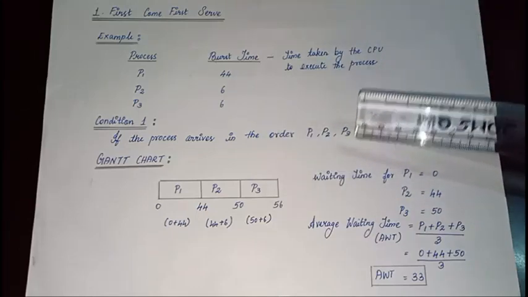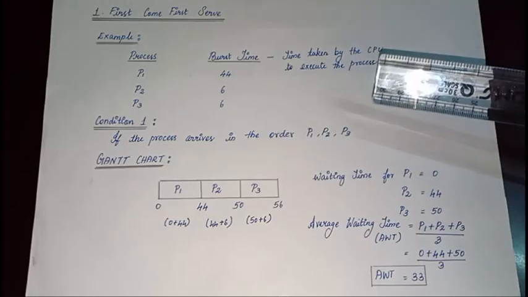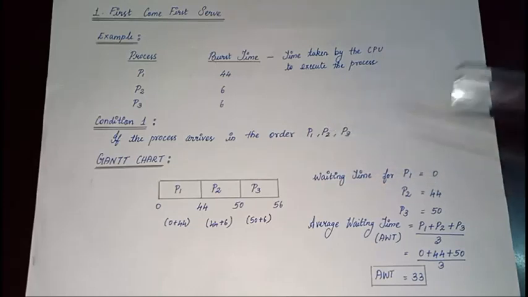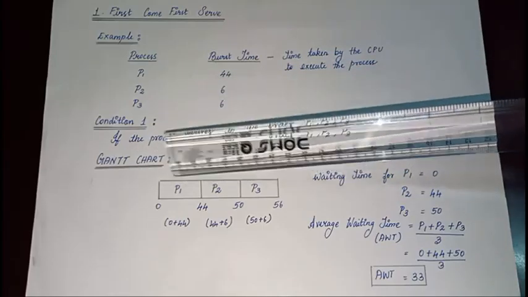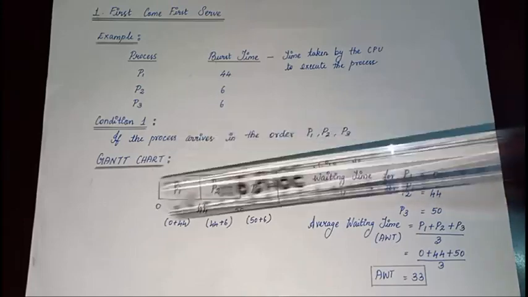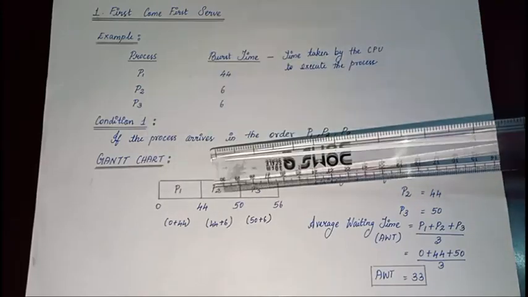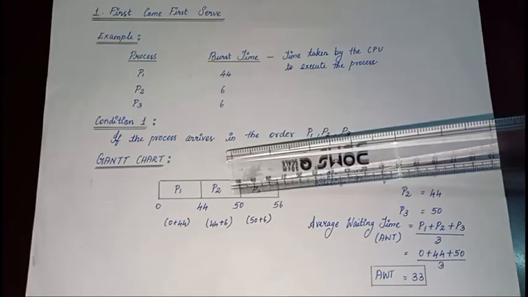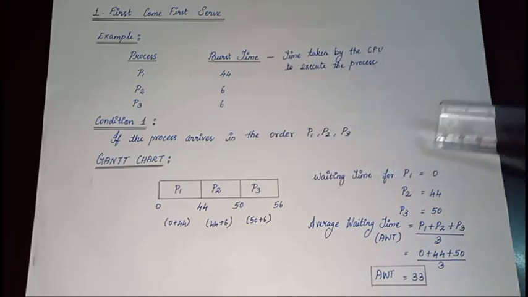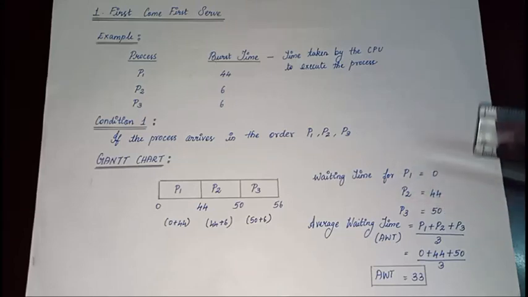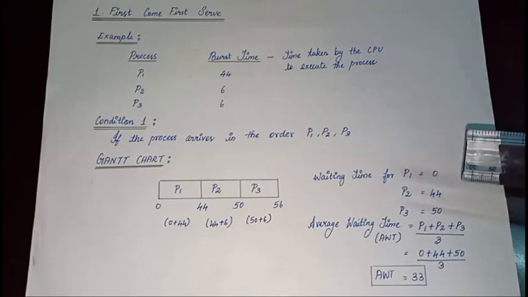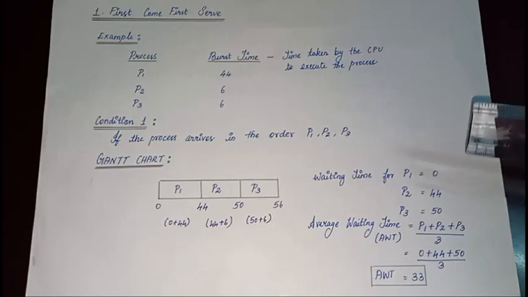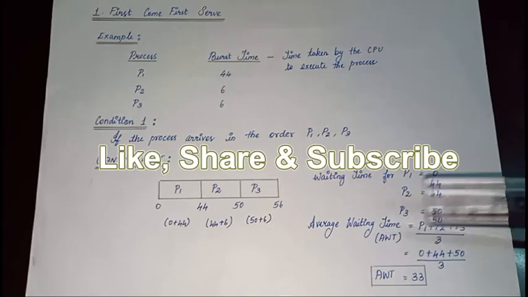Let us consider the waiting time for each process and calculate the average waiting time. The waiting time for P1 is 0, because it is the first process, so it has a waiting time of 0. P2 has a waiting time of 44 and P3 has a waiting time of 50. That is why it is given as 0, 44 and 50. The average waiting time will be P1 plus P2 plus P3 divided by 3. So 0 plus 44 plus 50 gives a value which is divided by 3, and that is the average waiting time, which is nothing but 33.